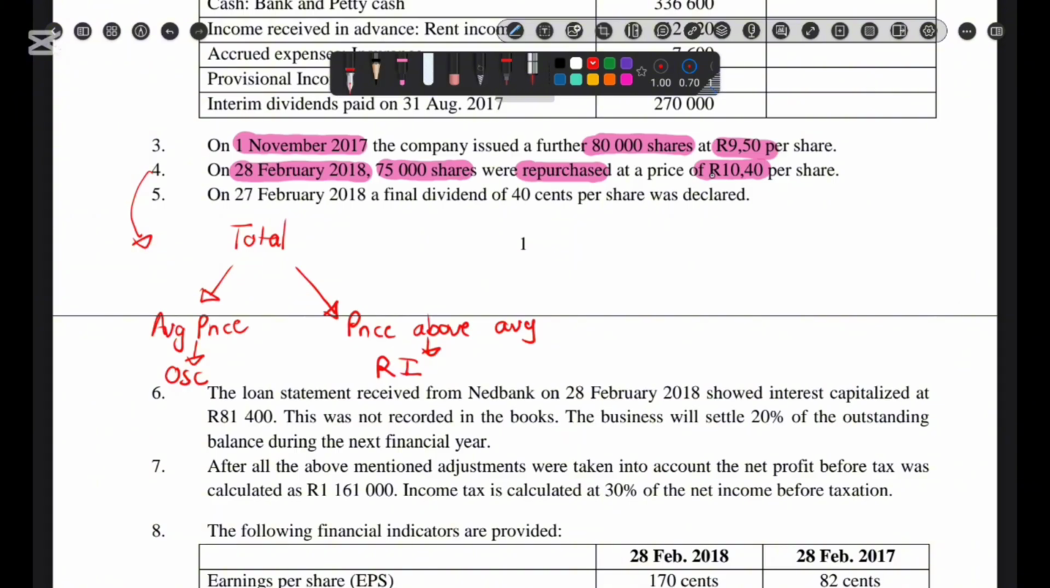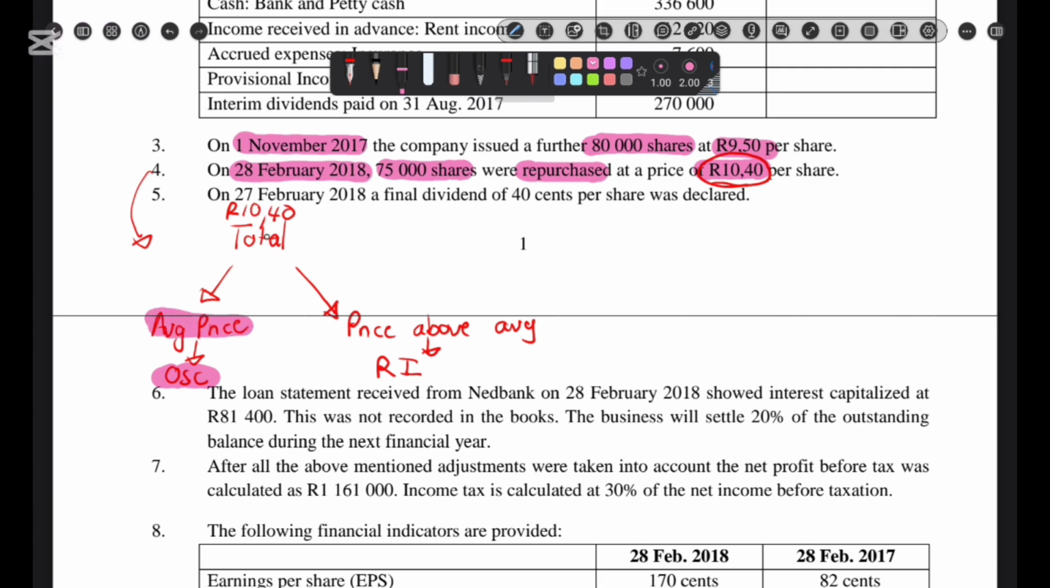So if you repurchased at 10 rand 40, this 10 rand 40 is the total amount that you paid for those shares, right? So my total amount that I paid for the shares is 10 rand 40. But then remember, what am I preparing? I am preparing the ordinary share capital note. So what do I need? I need the average price, right? So that's what I need to go and calculate.